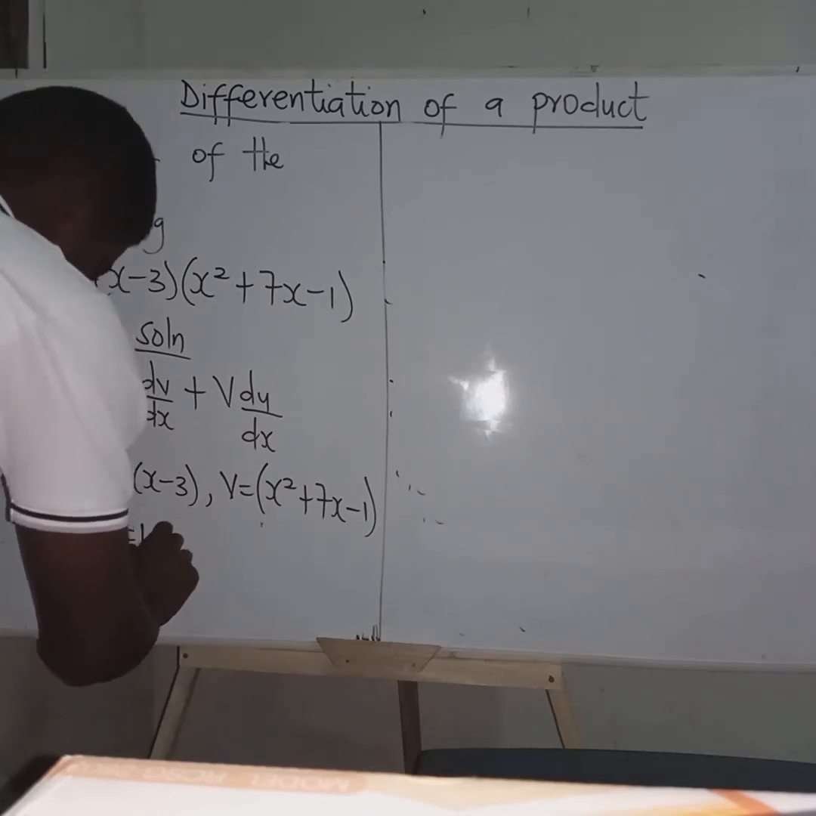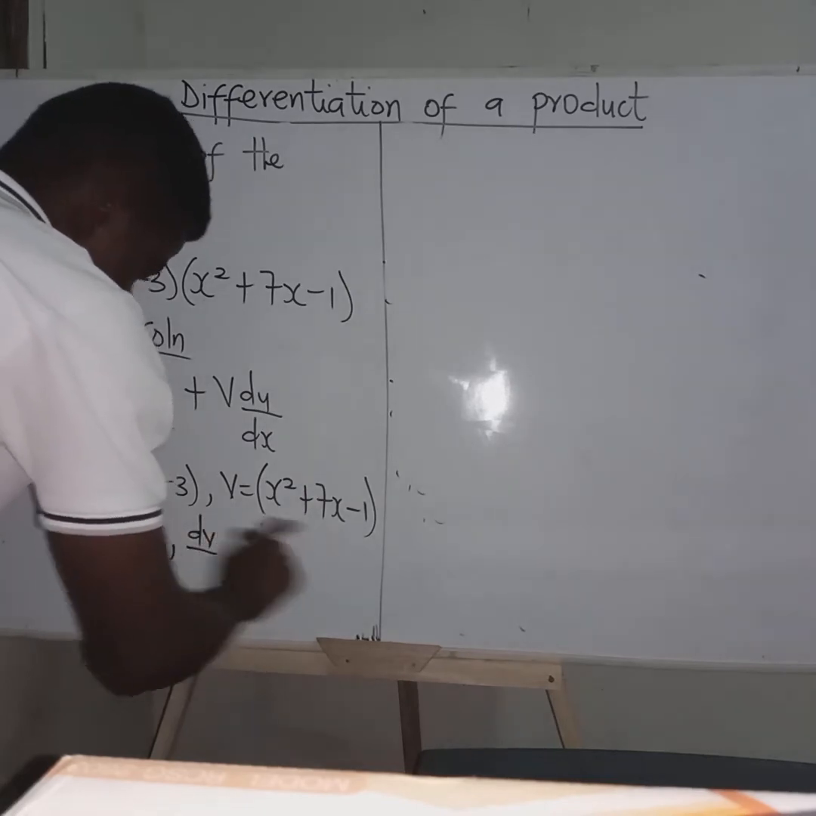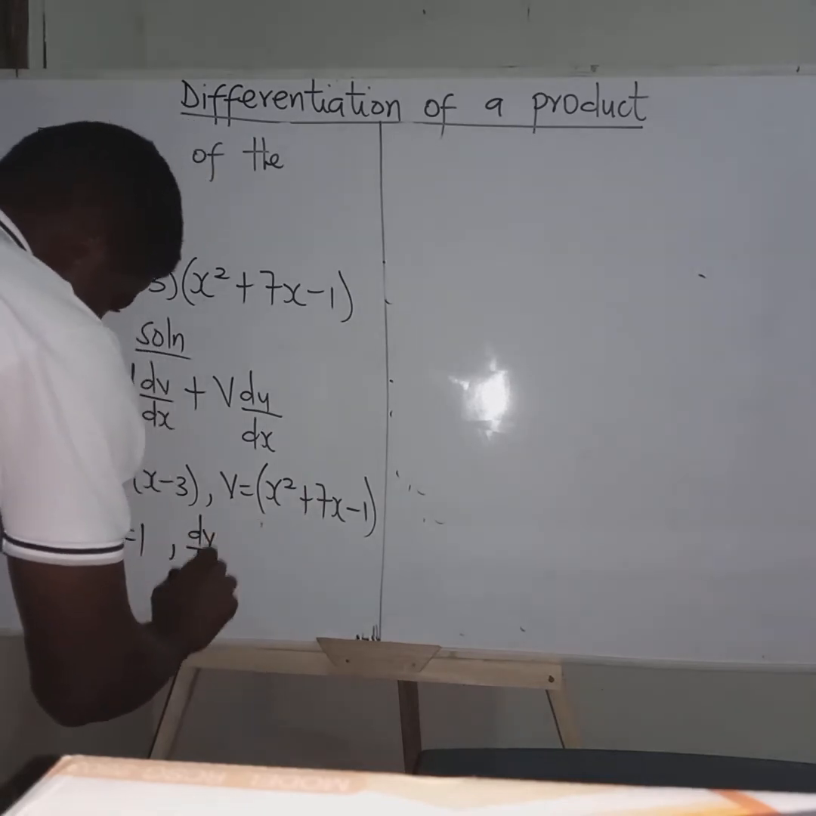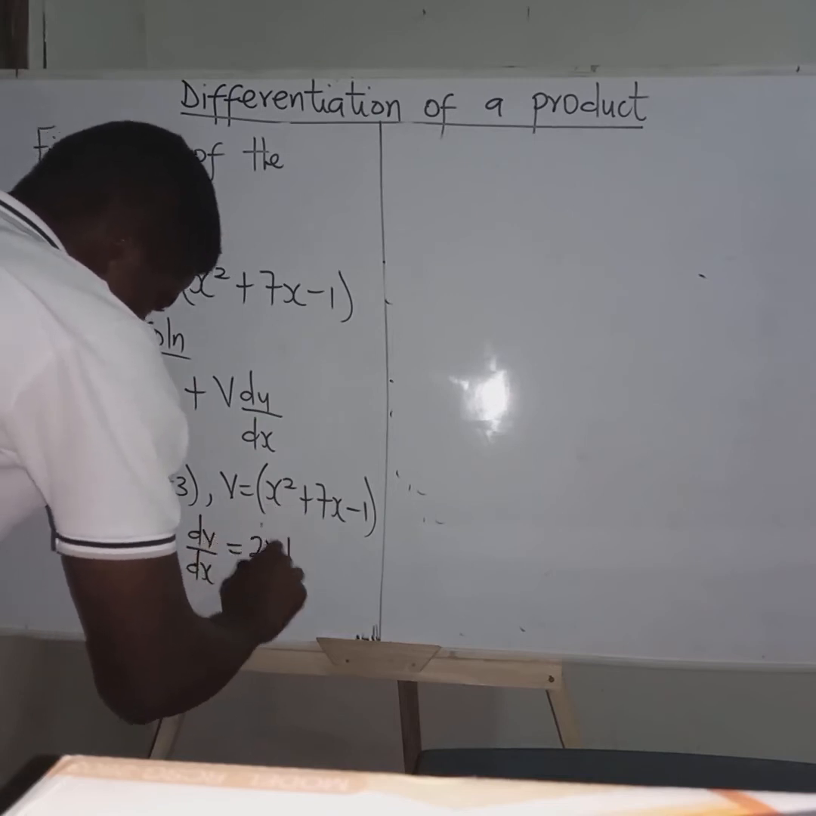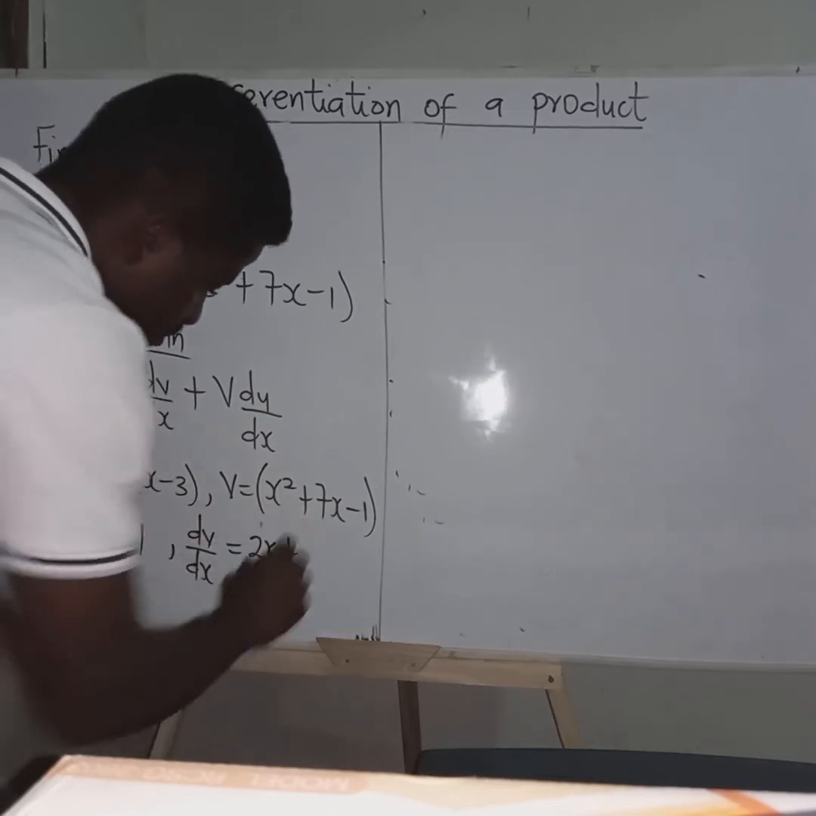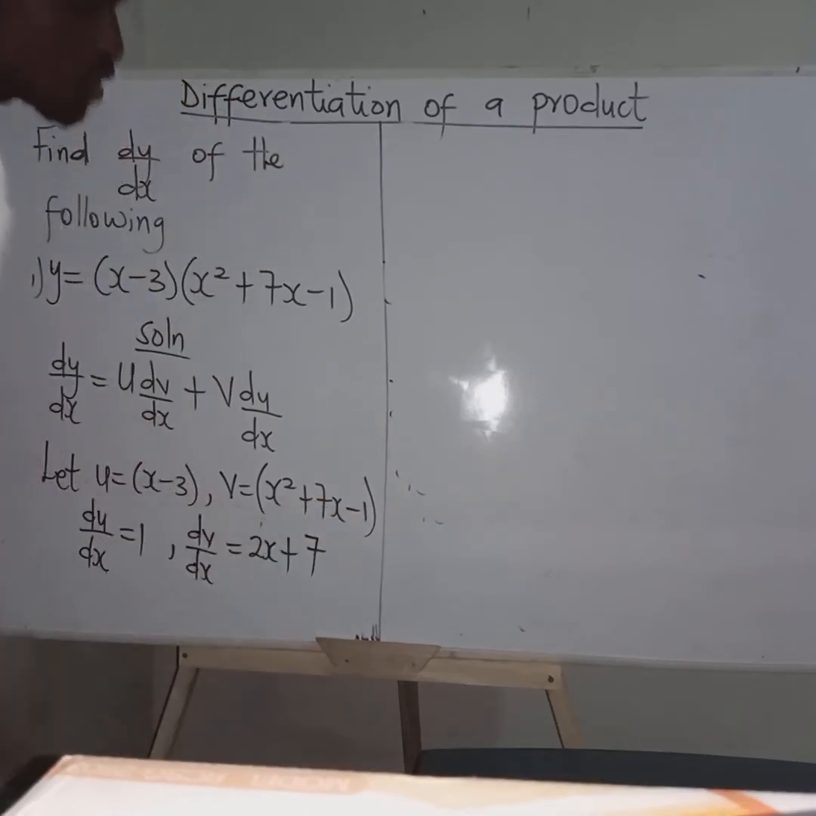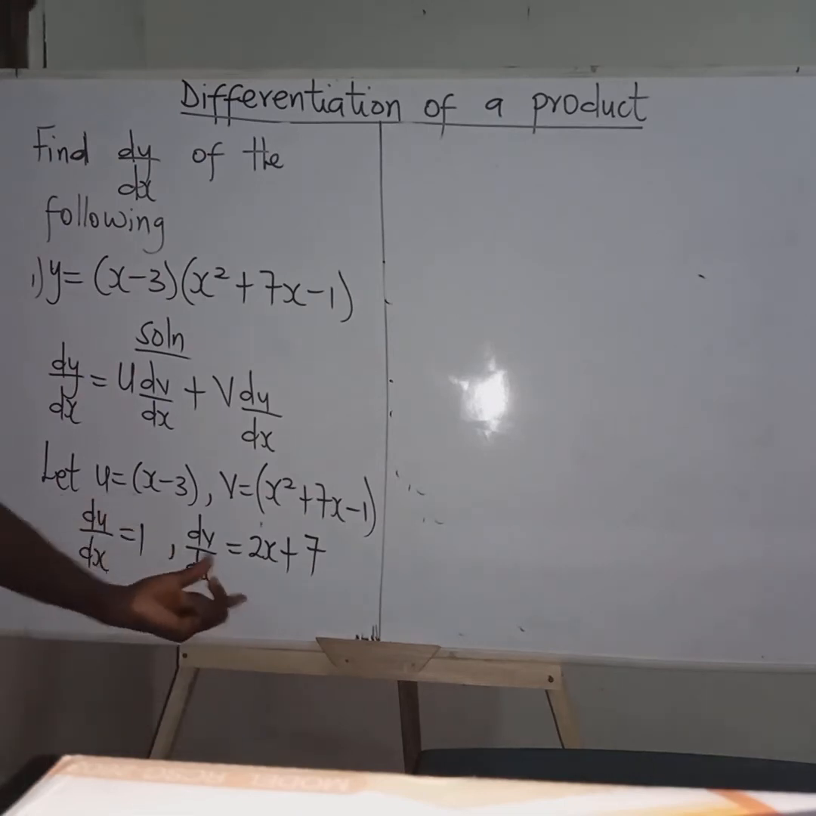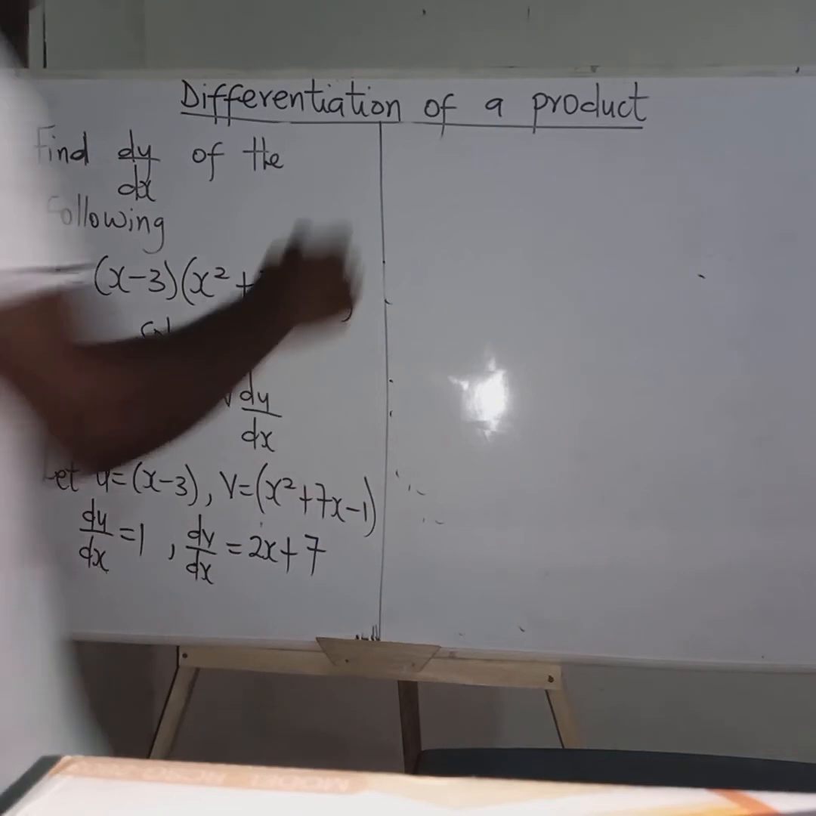Now let's differentiate v with respect to x. When you differentiate x squared, we get 2x, plus differentiate 7x, you get 7. When you differentiate minus 1, you get 0, because it's a constant. Now we are going to substitute them back into our product formula.